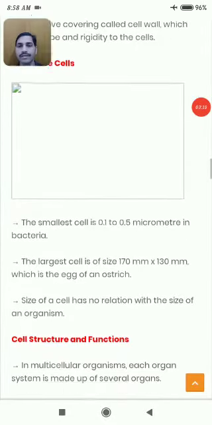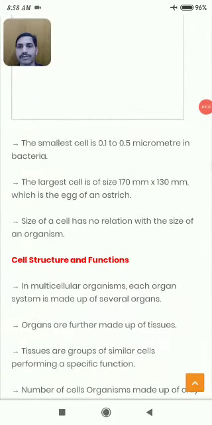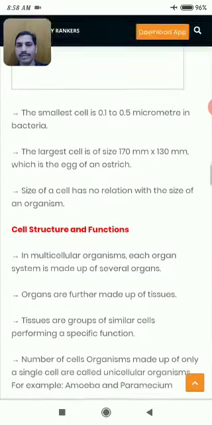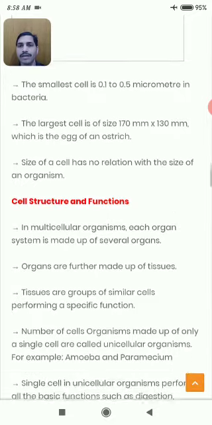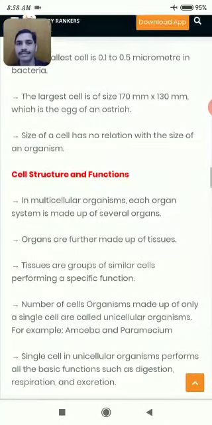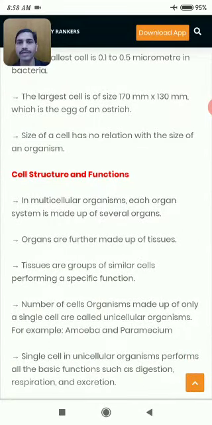Next, let us discuss the size of the cell. The smallest cell is of 0.1 to 0.5 micrometer in bacteria, and the largest cell, as you know, is of the ostrich, that is of 170 mm to 130 mm, which is the egg of an ostrich. Size of the cell has no relation with the size of an organism.